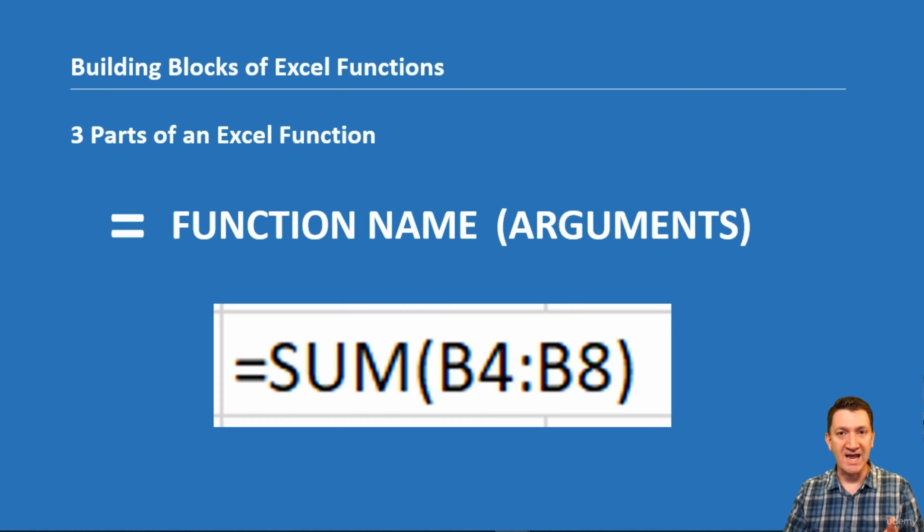Equals, the function name, and any arguments or parameters that that function needs in order for it to do its job. Remember, these functions, they're predefined. The nice people at Microsoft built them. They determine how we use them and what types of data it needs to do its job. That's where the arguments come into play.